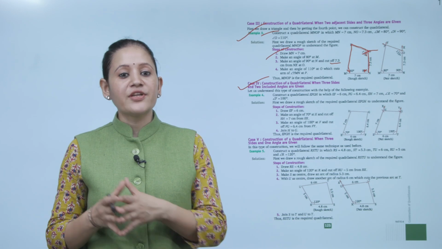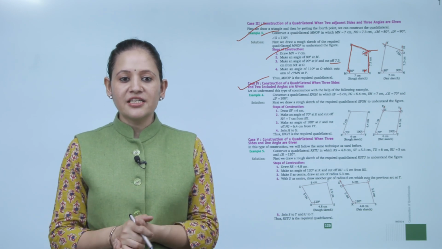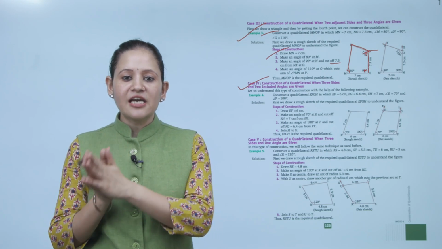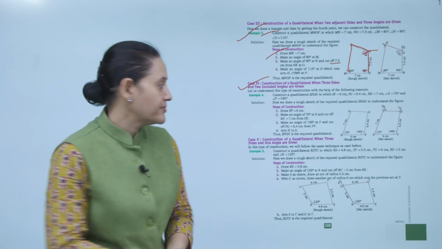Next is case 4. Constructions of the quadrilateral when 3 sides and 2 included angles are given. Here 3 sides and 2 included angles are given. So let us understand this type of construction with the help of the following example.